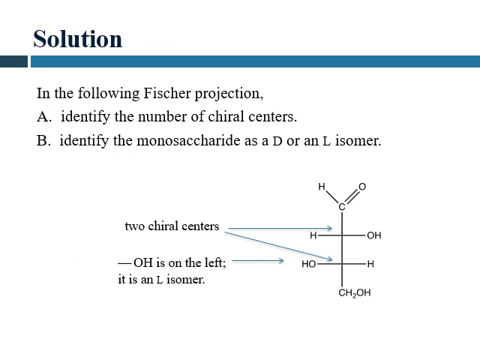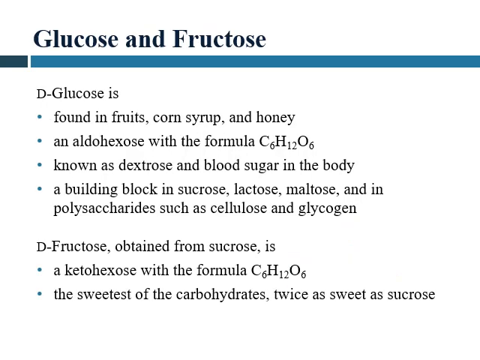Okay, in this case, the question is to identify the number of chiral centers. This carbonyl is not chiral. This is not chiral because it has two hydrogens. This is chiral, this is chiral. So total chiral centers are two. Is it D or L? You look at the farthest one. We don't care about this. We only care about this, which means OH is on the left, so this is L isomer.